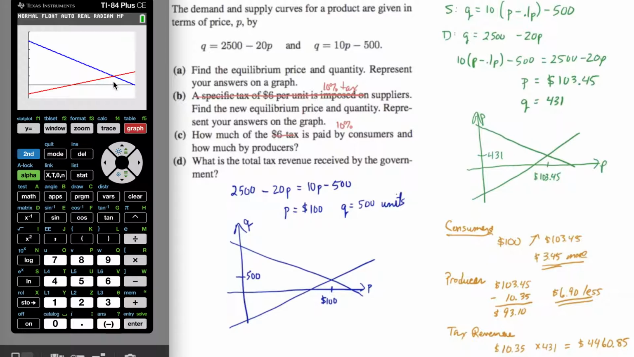To find the point of equilibrium, I press second and trace for calculate, press option number 5 for intersect, and then I answer the questions. First curve, up here in the left-hand corner, is the demand function, so press enter. Second curve, supply function, press enter. And then to guess, just press enter one more time, and it will lock in on the point of intersection. X equals 100, that's the price, $100, and Y equals 500, that's the quantity, 500 units.